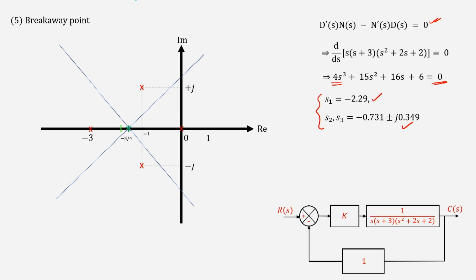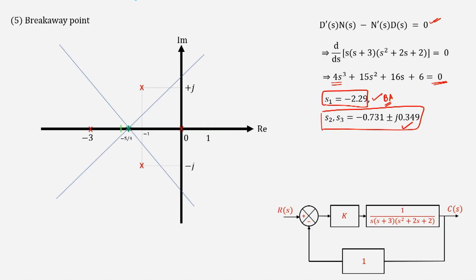For that, you have to carefully look into the points. First point is minus 2.29. If it is minus 2.29, it will lie somewhere around here, right. And we know that this point is on the root locus. Therefore, this qualifies to be a breakaway point, because this lies on the root locus.